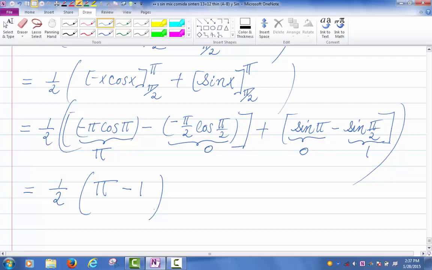Any questions on integration? So I'm going to stop talking about integration by parts and move on to other topics. Any questions at all? Any questions at all?